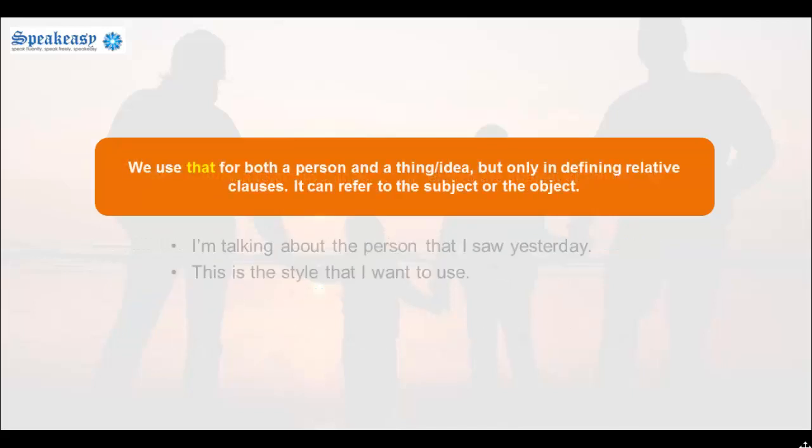We use that for both a person and a thing or idea, but only in a defining relative clause. It can refer to the subject or the object. I'm talking about the person that I saw yesterday. This is the style that I want to use.